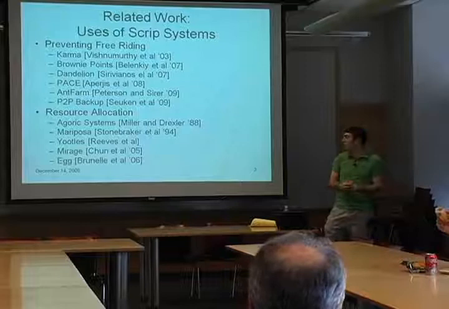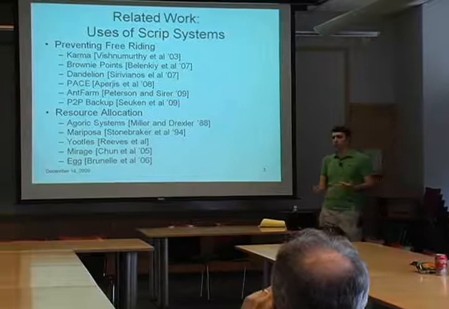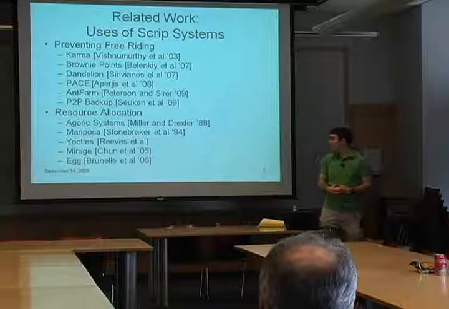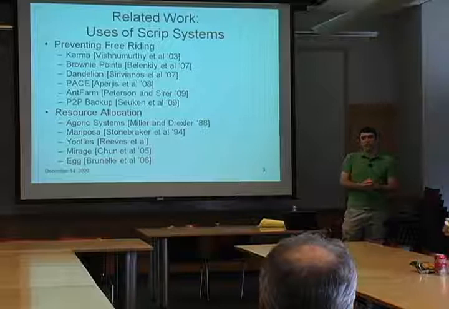Then there's a second whole line of work that says, well, one of the things money is great for is making decisions about how to allocate resources, right? We find prices, and that's how we determine who should be using various scarce resources. So why don't we do that in computers? There's been a line of work trying to do things like, how should we allocate things in a distributed database? That's Mariposa up there.